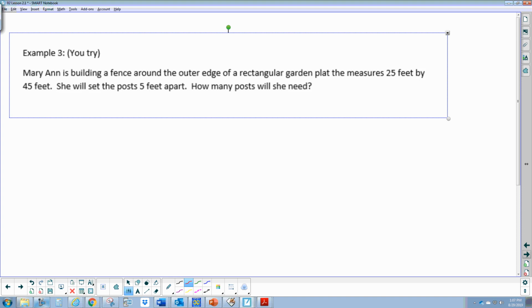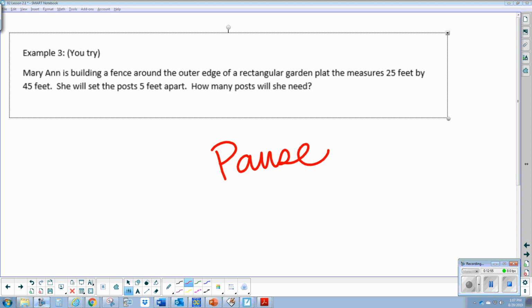Okay, so on your note sheet, you see a third example, and I want you to try this one on your own. So pause the video while you work, and when you have a solution, you can unpause, and I'll go through the solution.